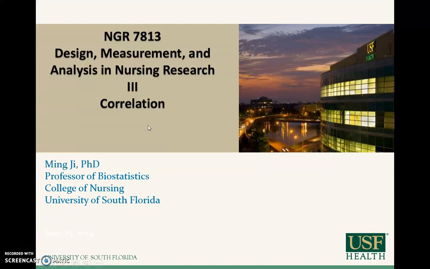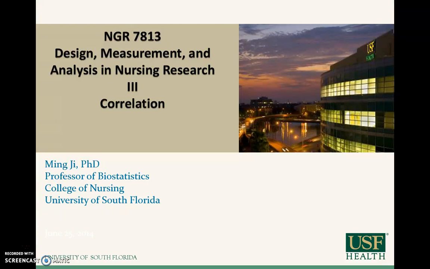Let's first start this class by doing a very brief review of correlation. Correlation is one of the fundamental concepts in statistics. It's basically trying to measure linear relations between two random variables.